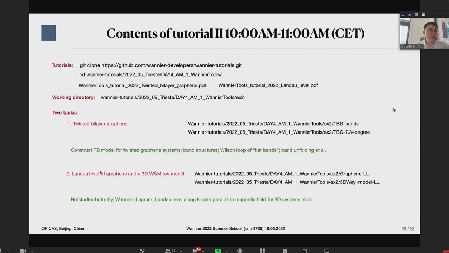But in that tutorial, we don't use the twisted bilayer graphene to study the Landau levels because the system is so huge and it's impossible to run in this virtual machine. We use graphene as a model and study the Landau levels of graphene. But graphene is a 2D system, so there is no dispersion along the magnetic field, along the Z direction.